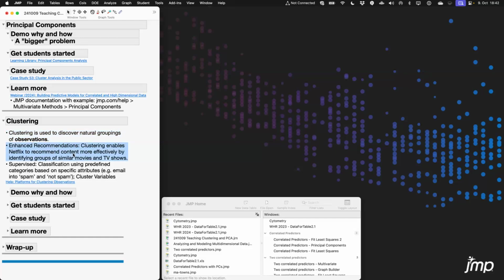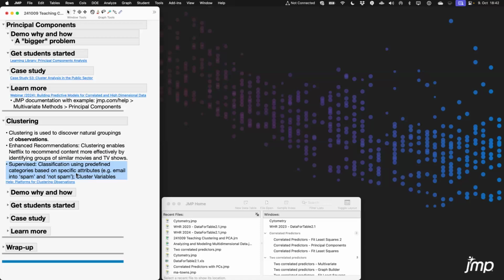Yeah, and for example, Netflix can use this if they know that you watched a certain movie. They can tell, oh, you may be also interested in this movie and this movie, because they typically belong to the same cluster. They are similar somehow. Now, this is all unsupervised so far.